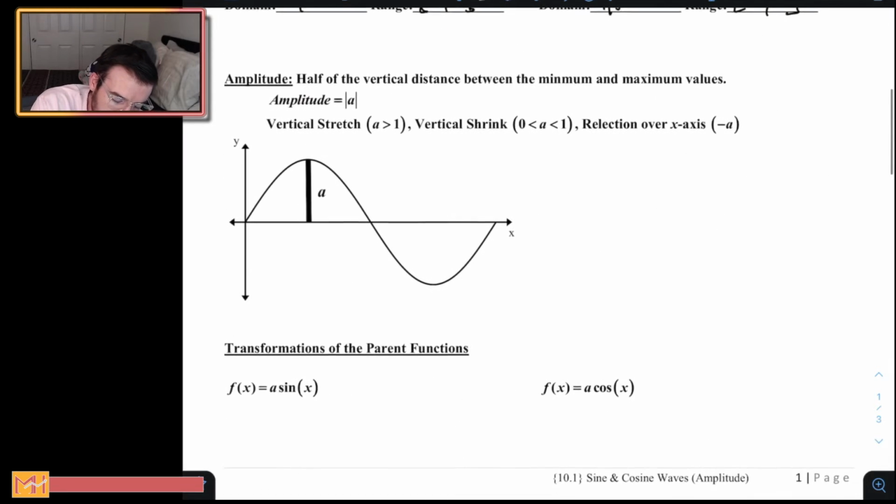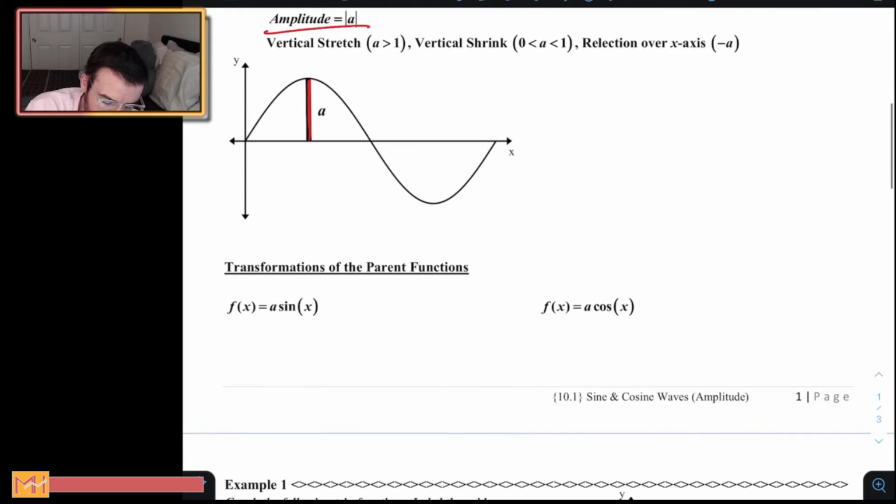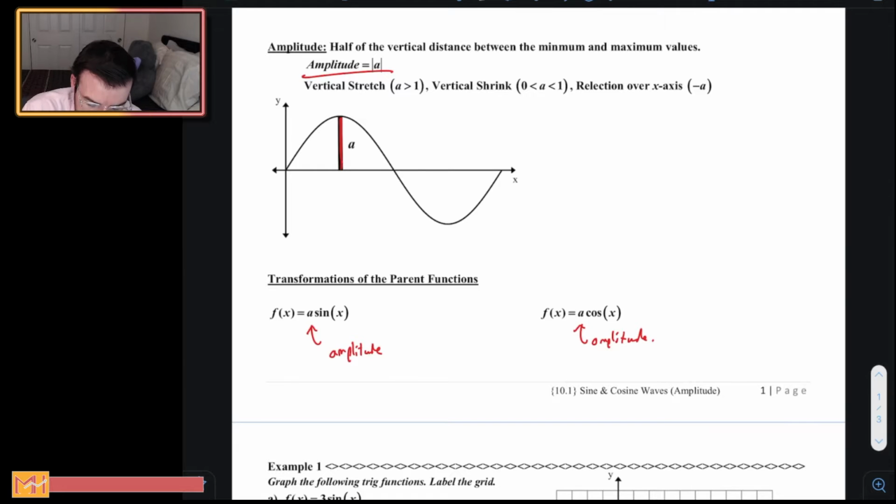There's that word amplitude, and you can see there it's that distance. So the A value will always tell you your amplitude. It is the vertical stretch, but more specifically, it is your amplitude. Vertical stretch or shrink.